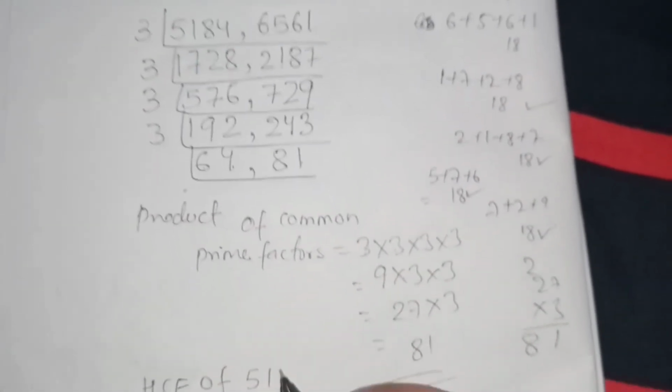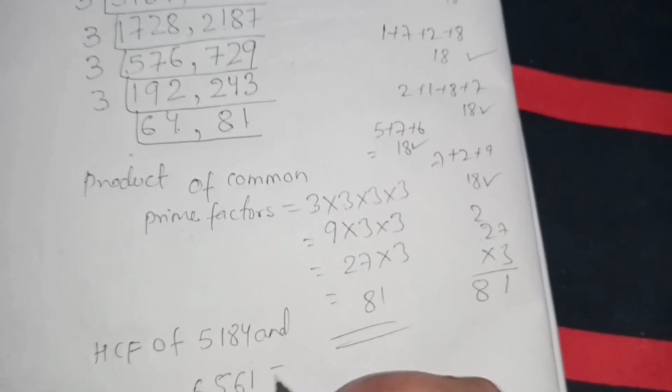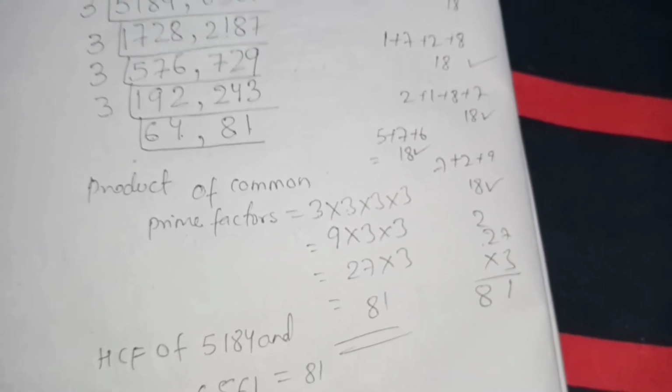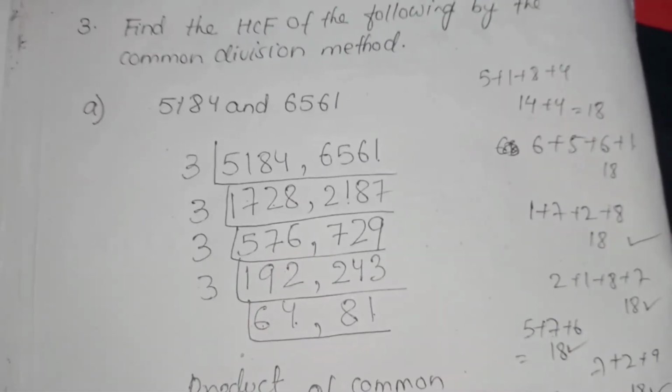SCF of 5184 and 6561. So what is the SCF? It is 81. This is the SCF. So in this way you have to do it by the method of common division. Okay, by using the common division method.